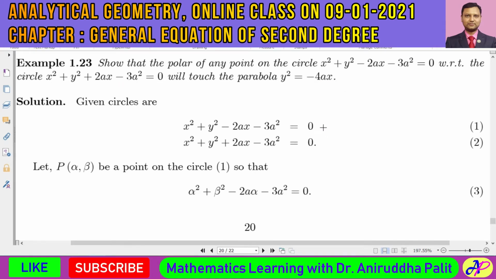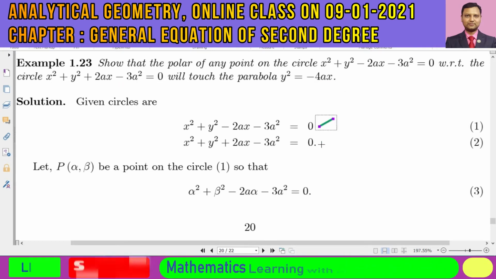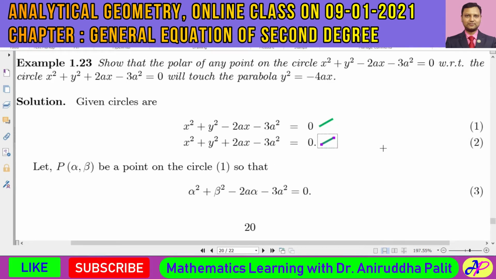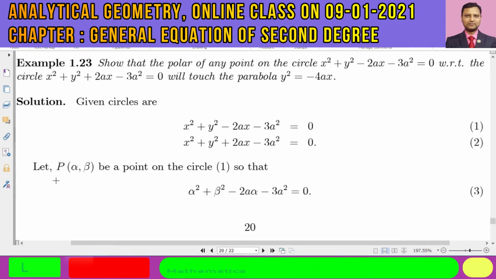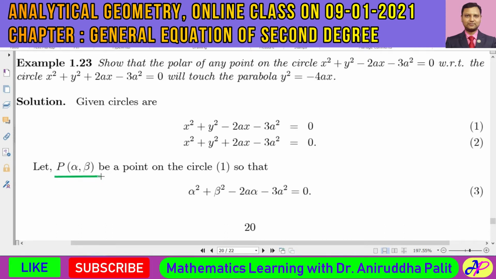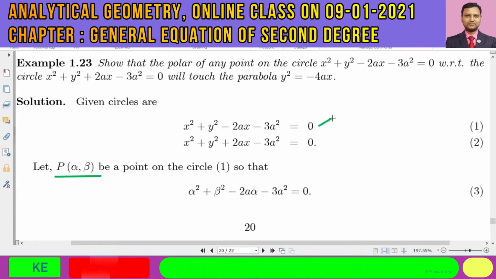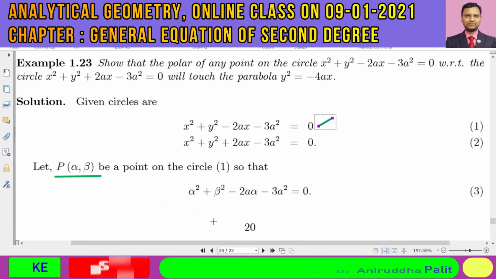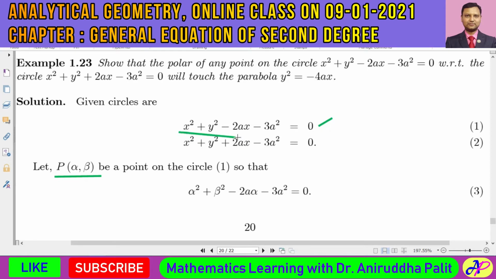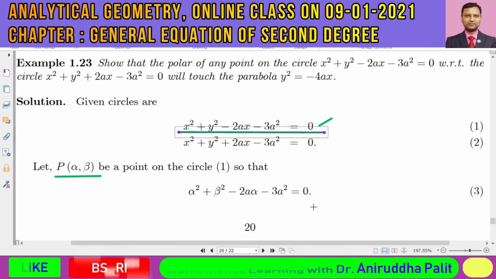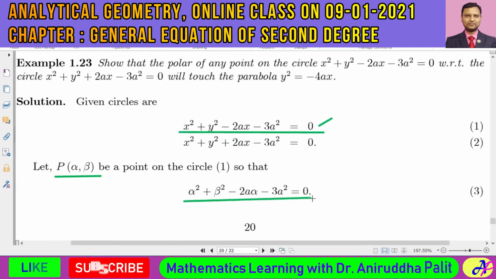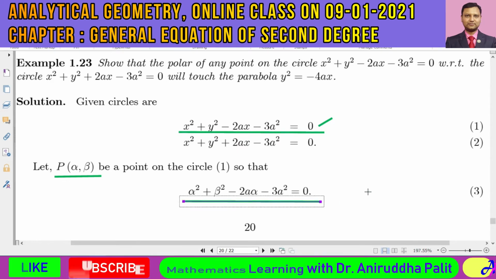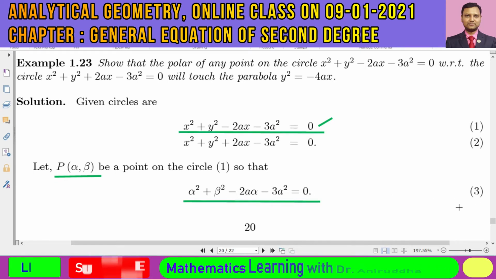Let us first write these two given circles. These are the first and second circles. And suppose P alpha comma beta is a point on the first circle, circle number 1. Therefore, the coordinates of the point P must satisfy the equation number 1. And therefore, we shall have this result: alpha square plus beta square minus twice a alpha minus 3a square is equal to 0. So we have this equation number 3.